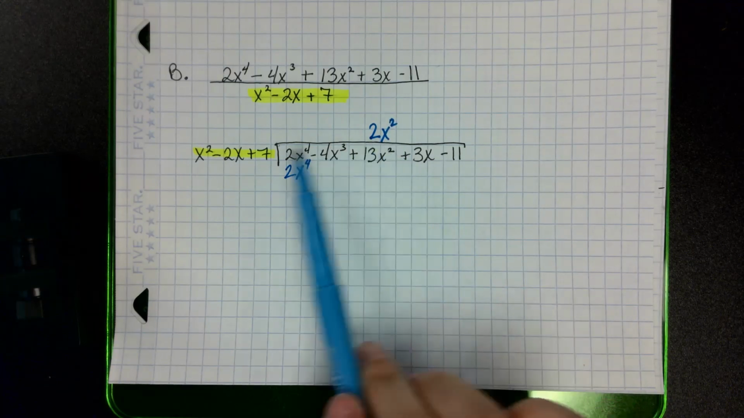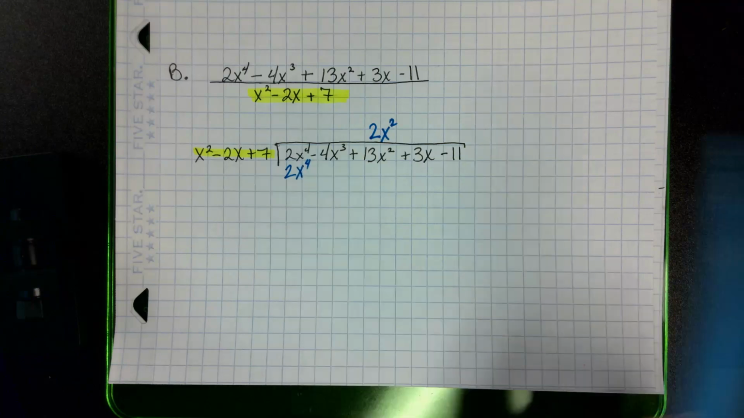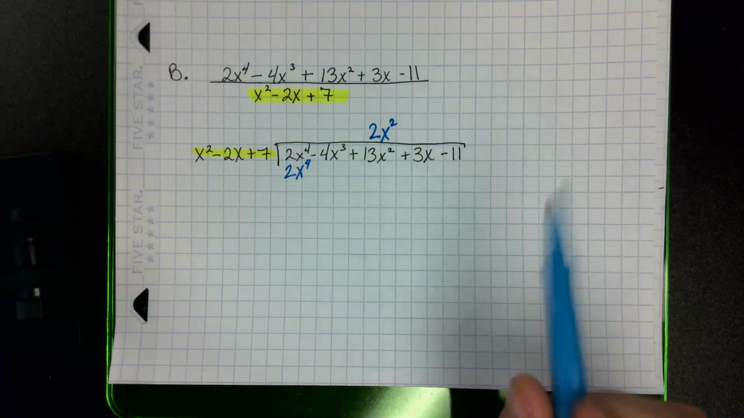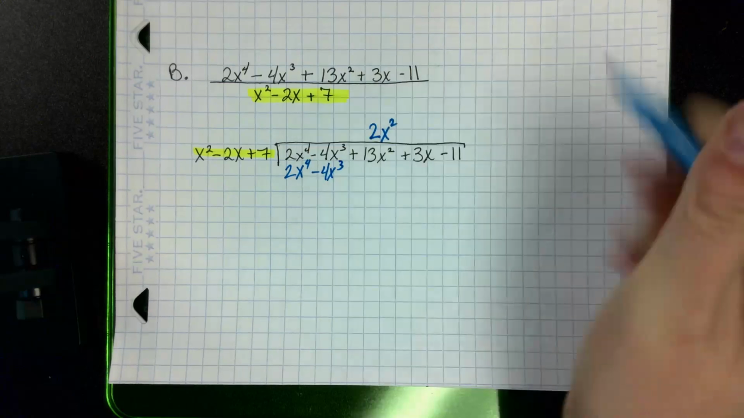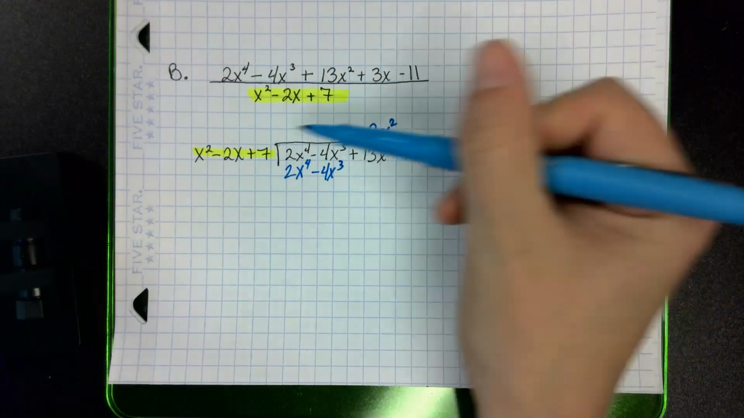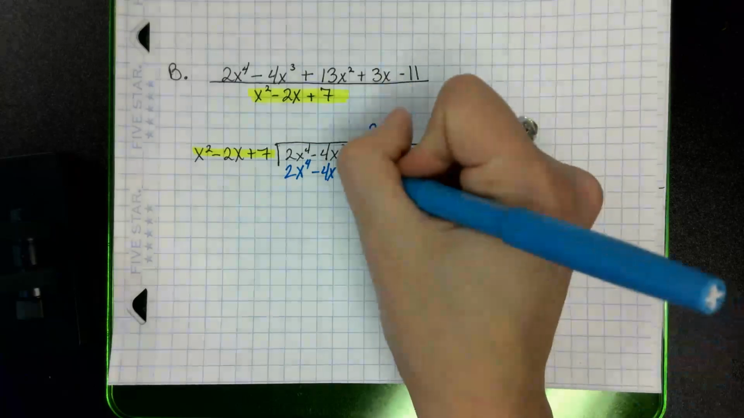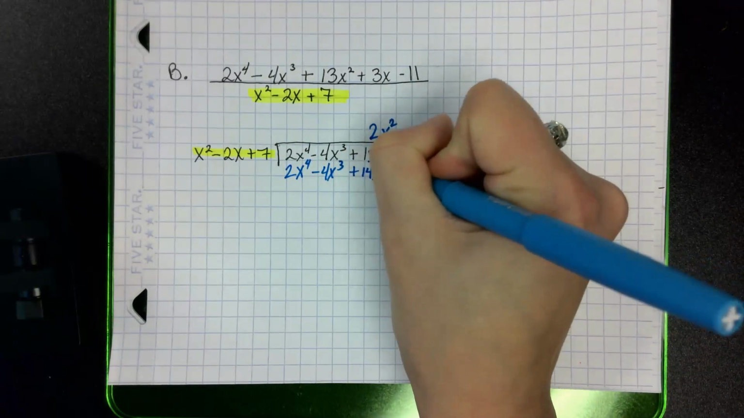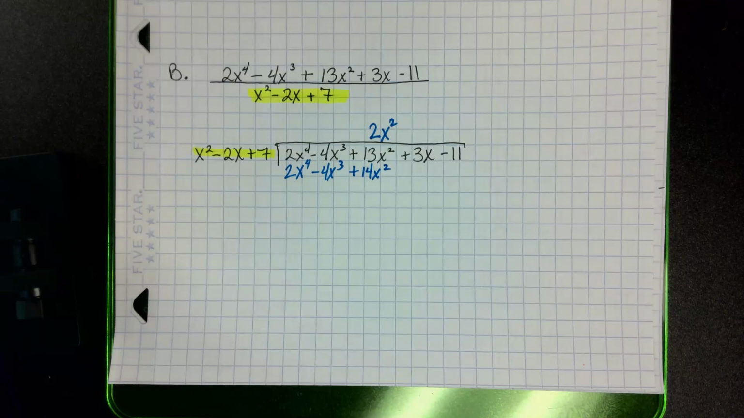2x squared times negative 2x is going to give me negative 4x to the 3rd. 2x squared times positive 7 is going to be positive 14x squared. And all of my powers of x are lined up in columns. So just make sure it's nice and neat, and your powers of x are all in a nice neat column.